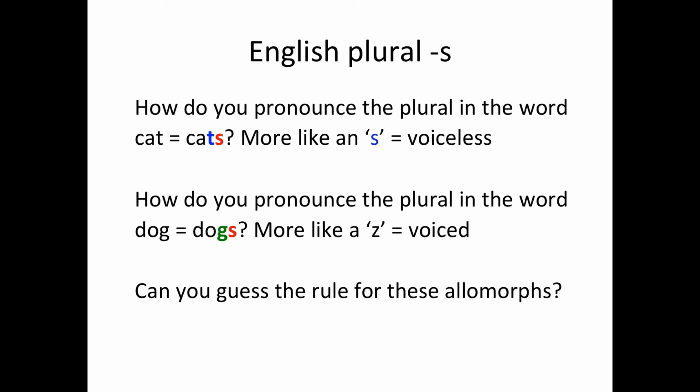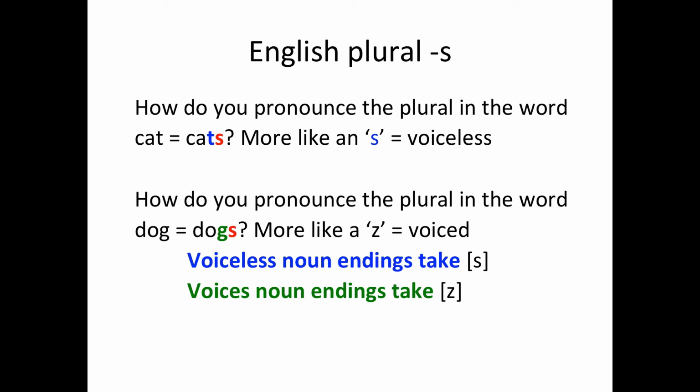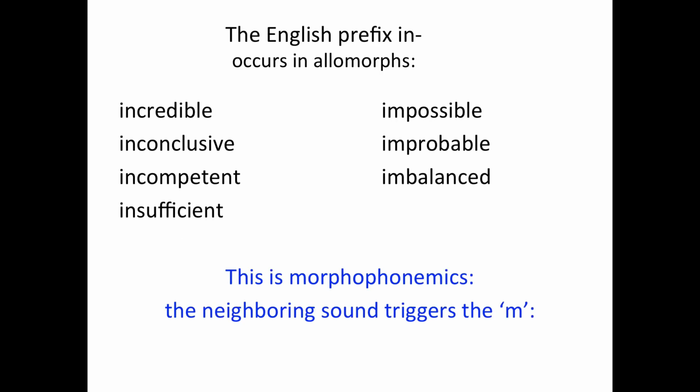Can you guess the rule for these allomorphs? What is different about T in cat than the G in dog? It's again voicing. So the voiceless noun endings in English take an S, like cat, t. The ending was voiceless, t, and the plural is voiceless s as well, cats. Dog, g is voiced, so, oh sorry, that's a typo, it should say voiced. It should say voiced noun endings take a z, z is also voiced.